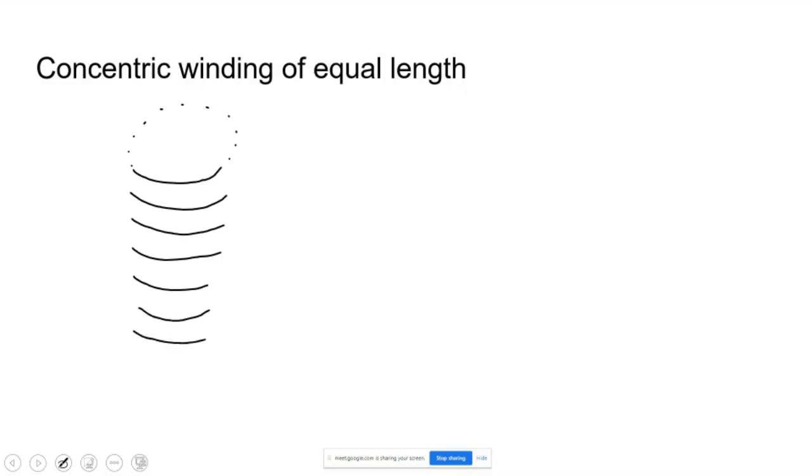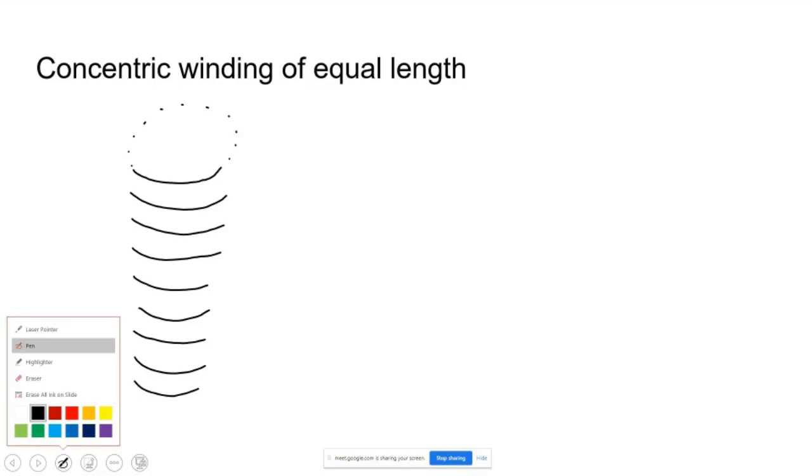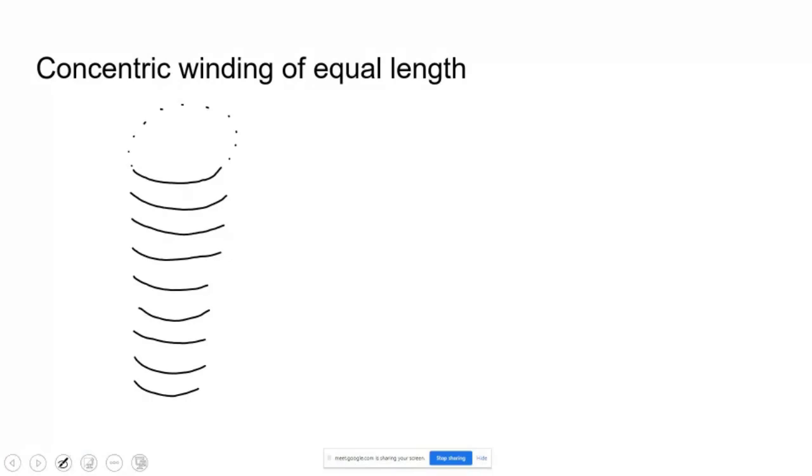Now, how are these turns placed in this winding? These turns are placed with what are known as spacers. Spacers are again insulating materials made of cellulose only. So this is a spacer. Spacer means simply it will hold the winding in this position.